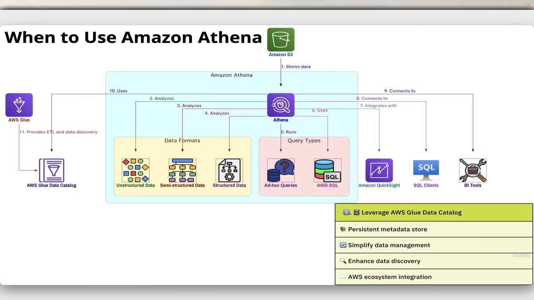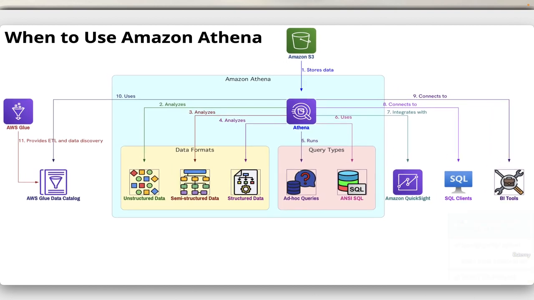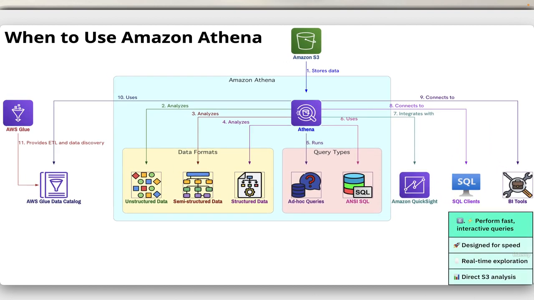You can leverage AWS Glue data catalog. So integration with AWS Glue data catalog for a persistent metastore simplifies the data management and discovery across the AWS ecosystem. Perform fast interactive queries. So Athena is designed for speed and interactivity, enabling real-time data exploration and analysis directly on Amazon S3.